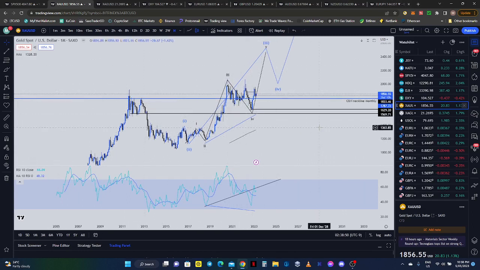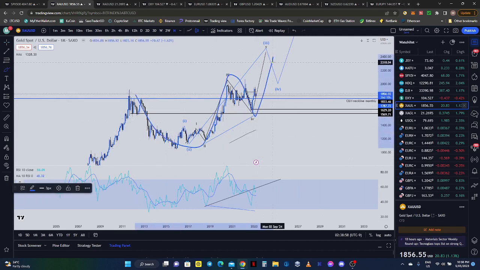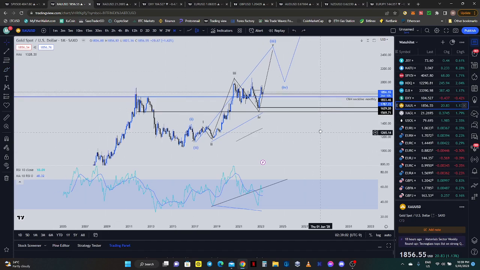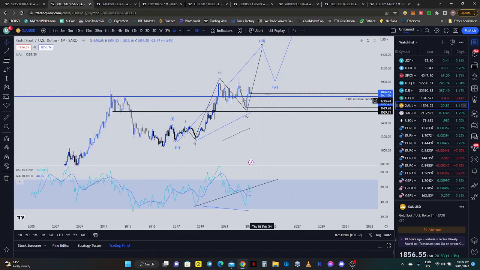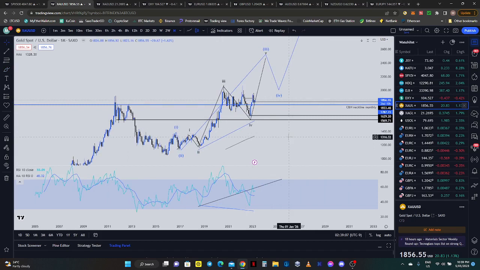I don't really trade candle patterns or things like cup and handles, but there is a bit of a cup and handle, you could call it. So like that, and then we got the handle, and then we move up, right? So I've got that there. And then also the Elliott wave perspective there as well.